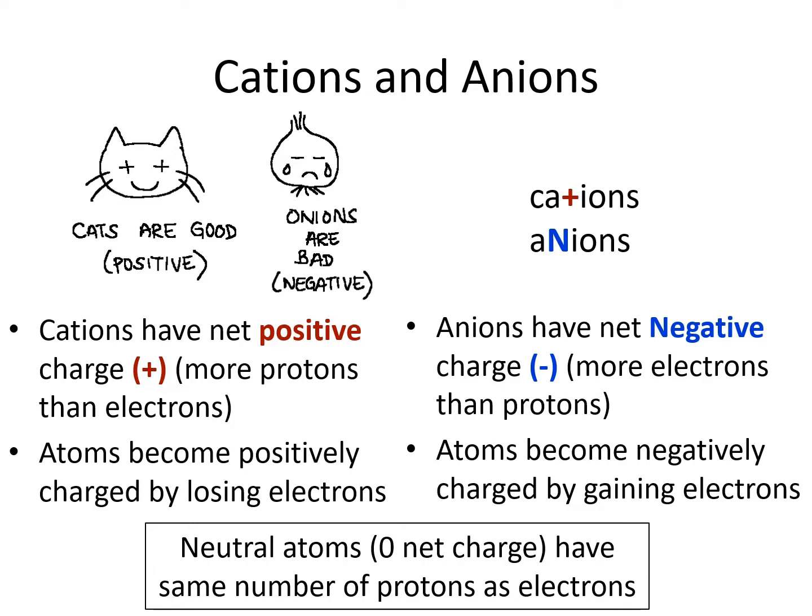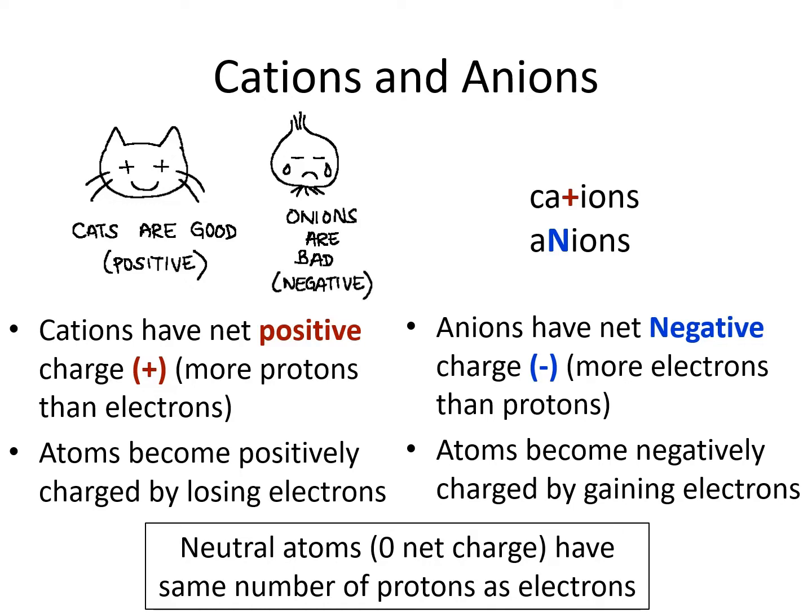There are a couple ways to remember the term cation. You could think of the cat picture on this slide with plus signs for its eyes. Cats generally make us happy, so they are good, so cations are positive. You could also think of the T in cation as being a plus sign.